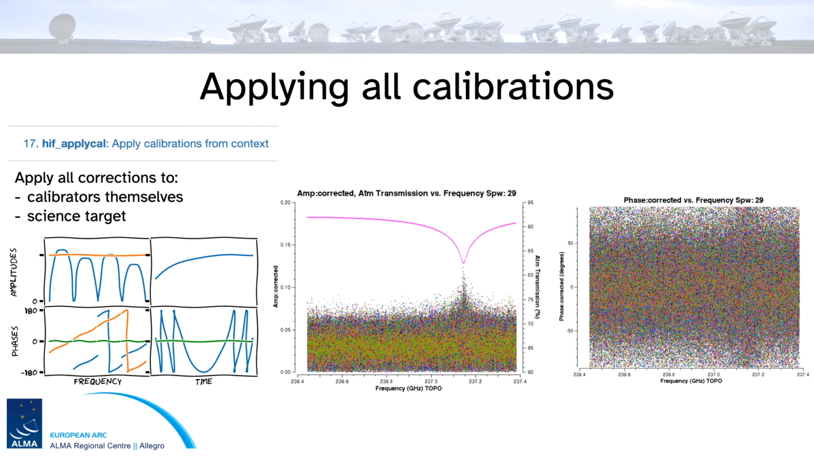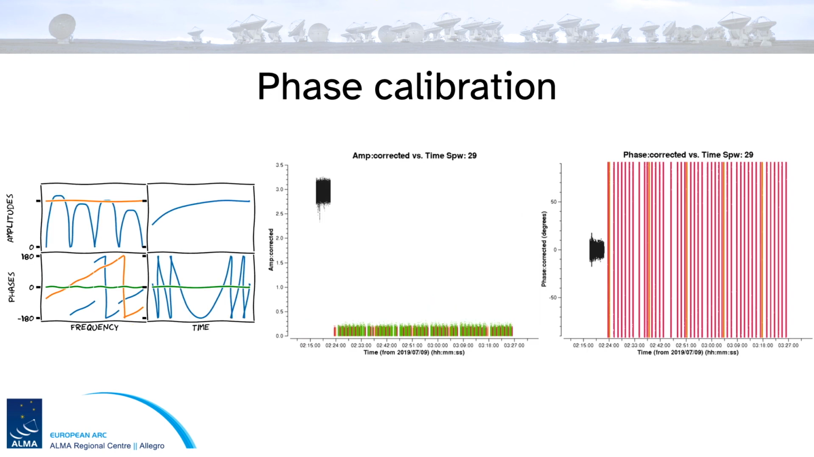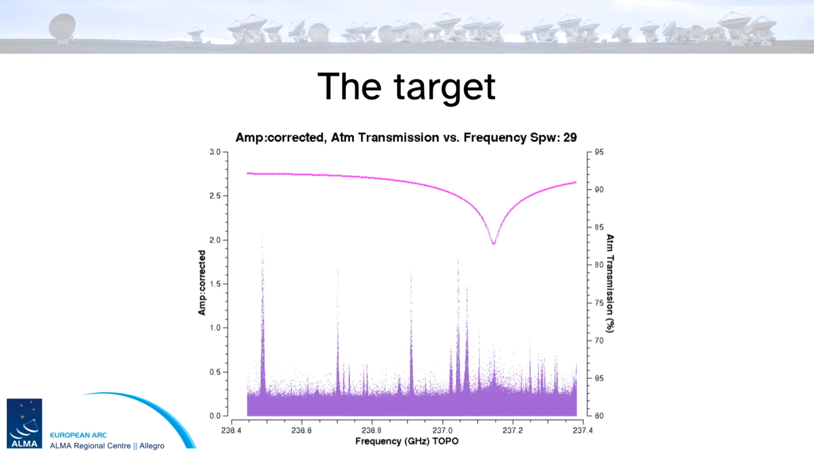In the amplitude versus frequency plot, there is still a fake emission line visible, which is caused by the atmospheric line at that frequency. As a function of time, the amplitude should be flat and the phase is zero, as one can see in these plots here. Since both the phase calibrator and the target are weak, the phase noise is large.